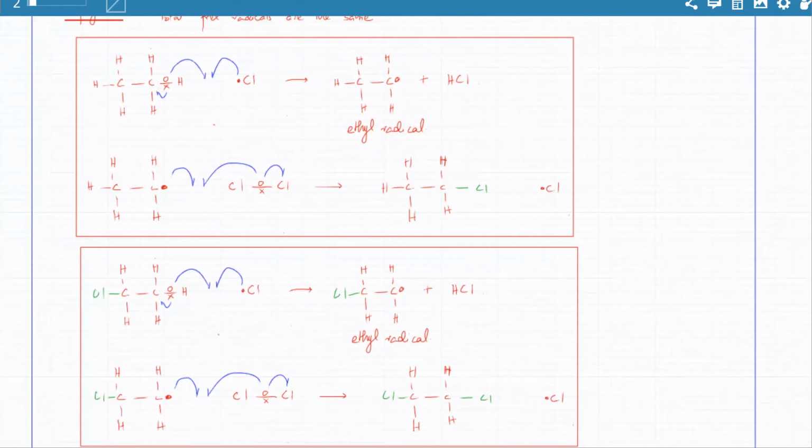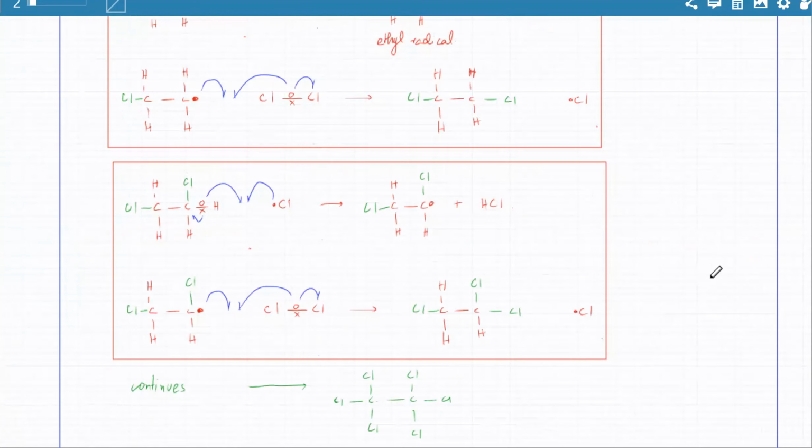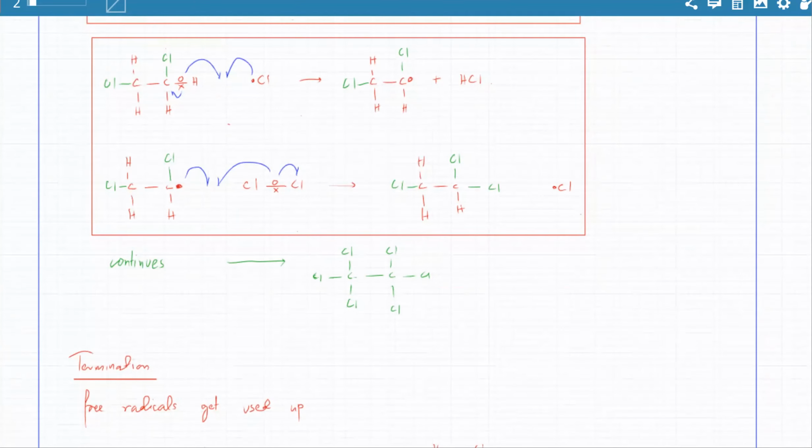You can just repeat it, except this time the molecule already has one Cl substituted. So another Cl radical would come in and steal one of the H atoms, and that particular carbon atom would turn into a radical. And that radical would then try to steal one of the Cl atoms from the Cl2 molecule and bond with it, and another Cl radical would be produced. And it just continues endlessly every time an H atom gets substituted.